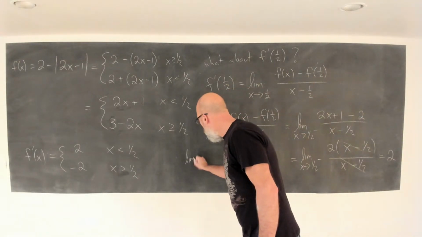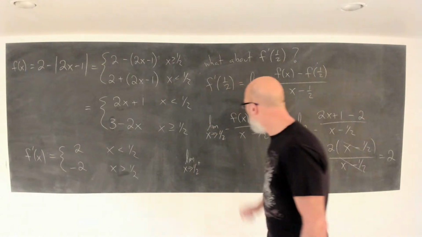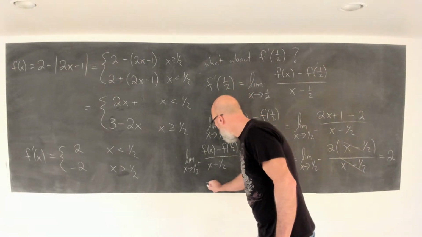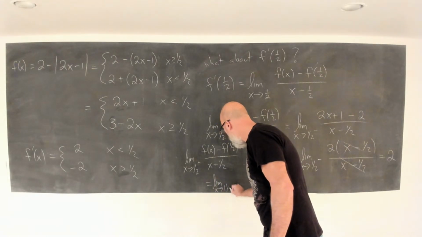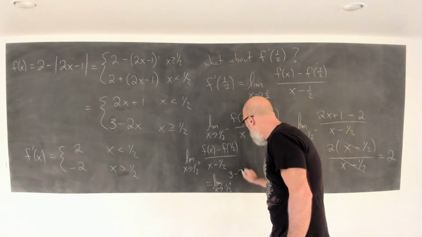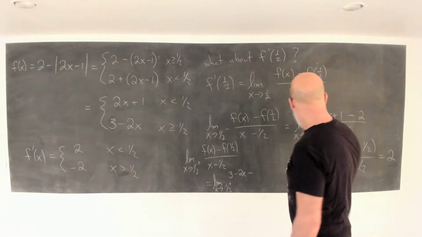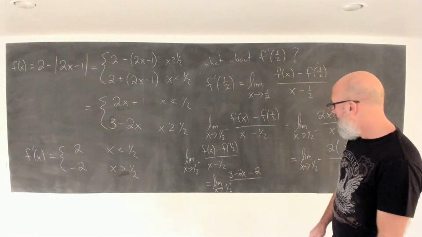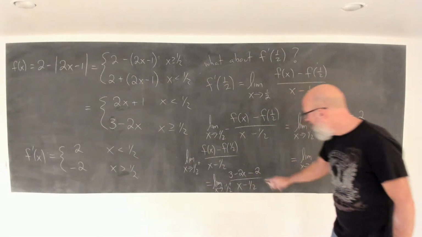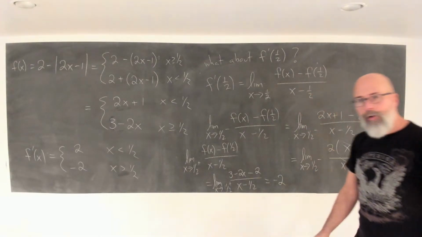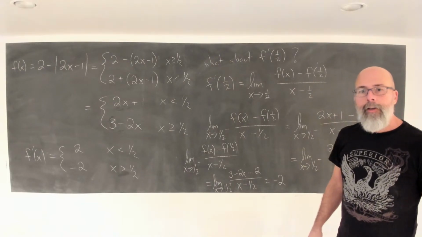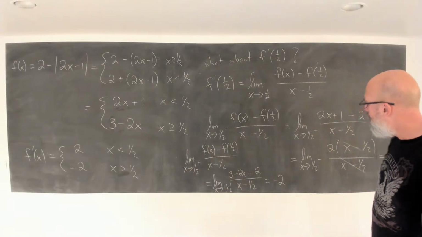Similarly, for values bigger than 1/2, this is what we're using: 3 minus 2x. F of 1/2 is still 2, over x minus 1/2, and this is easily seen, right? Same thing. You're going to get minus 2x plus 1. You'll factor out a minus 2. Everything will cancel. This would be a good final exam question, absolutely. You have to use the limit definition. You have to.